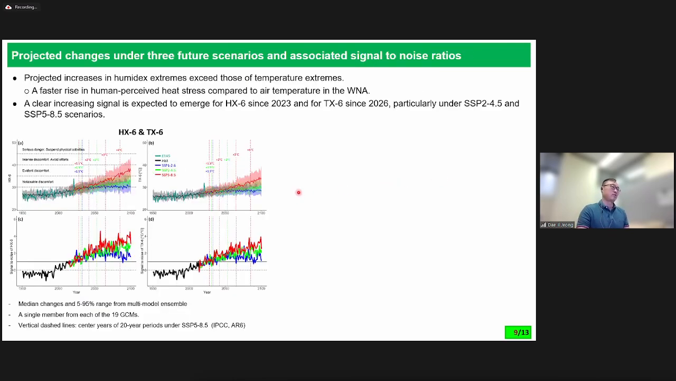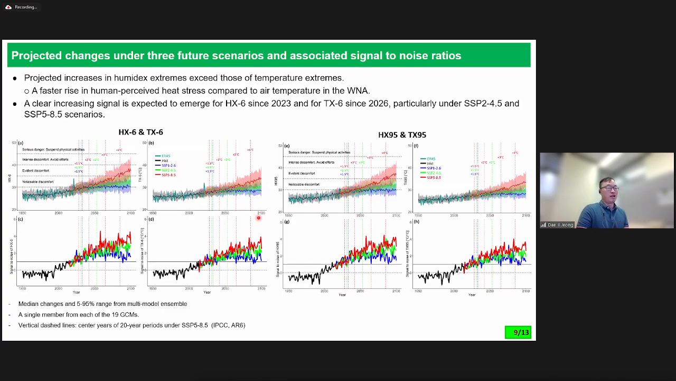Okay, so these are the projected changes under the 3 different emission scenarios and the signal-to-noise ratios. You can see the projected increase in Humidex extremes exceeds that of temperature extremes in these 2 figures. And a clear increasing signal is expected to emerge earlier for HX6 than TX6, which means the signal-to-noise ratio is much clearer for the Humidex extremes than the temperature extremes. And we have a similar result from HX95 and TX95.